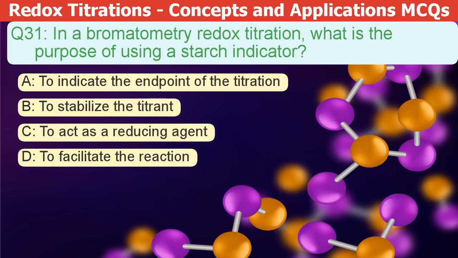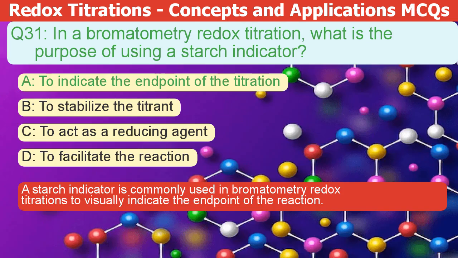In a bromatometry redox titration, what is the purpose of using a starch indicator? A. To indicate the endpoint of the titration. B. To stabilize the titrant. C. To act as a reducing agent. D. To facilitate the reaction. The correct answer is A. A starch indicator is commonly used in bromatometry redox titrations to visually indicate the endpoint of the reaction.